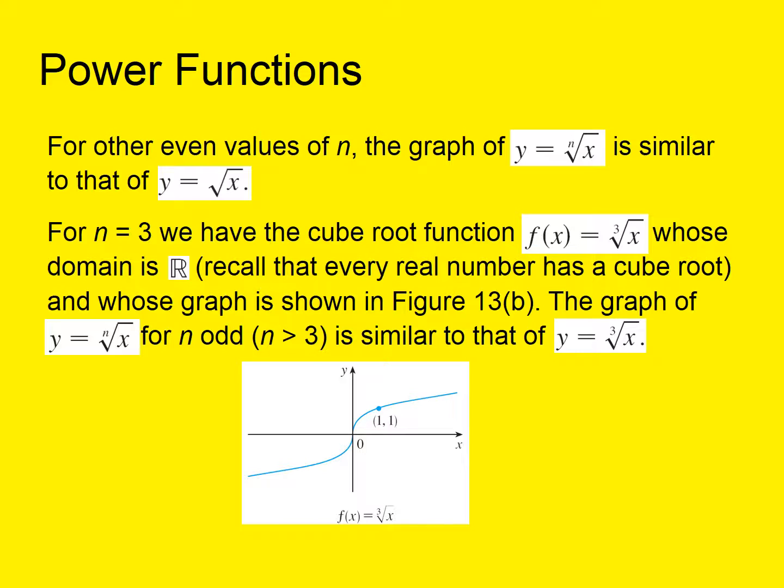Now, for n equals 3, we have a cube root function. The domain is the set of all real numbers, because any real number can be the input for the cube rooting function. Unlike the square rooting function, you can't take a square root of a negative, but you can take a cube root of a negative. So the domain is R, and the graph is shown in the figure below. The graph of y equals nth root of x for n odd, fifth root of x, seventh root of x, ninth root of x, is similar to that of the cube rooting function.